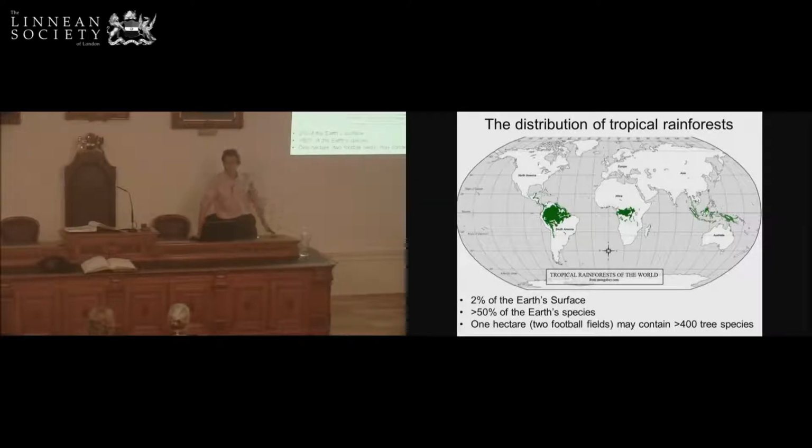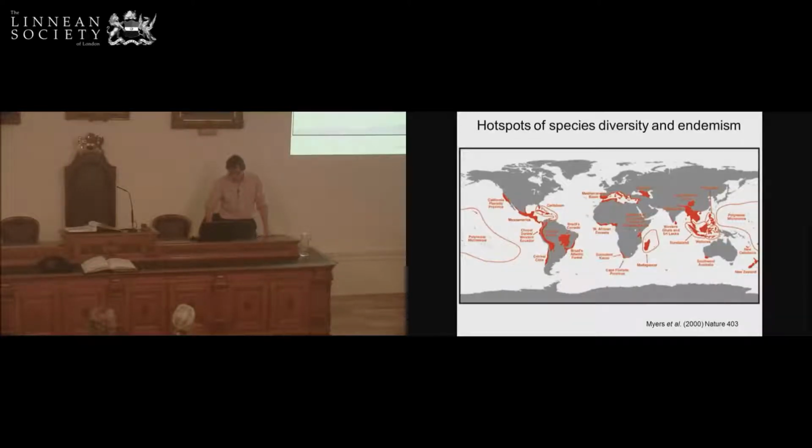Rainforests are incredibly diverse, of course, in terms of distribution. They're mostly around the tropics. They're in that kind of high light, higher rainfall environment, right the way around from South America through to Africa, through to Southeast Asia, where I do most of my work.